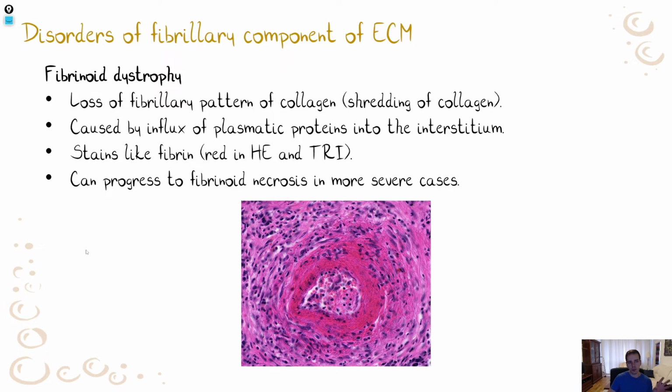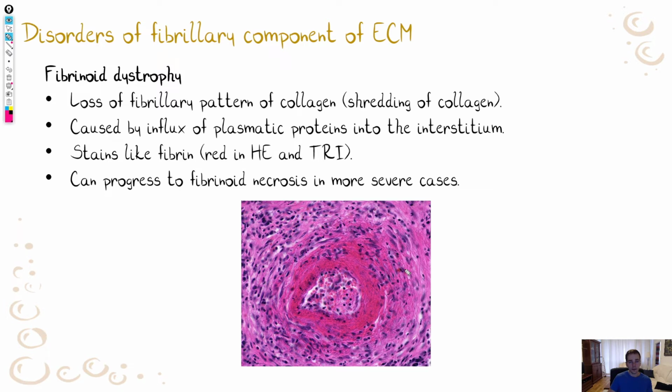Opposite change is fibrinoid dystrophy. Fibrinoid dystrophy means loss of fibrillary pattern of collagen. It's basically a shredding of collagen, and usually it's caused by influx of plasmatic proteins into the interstitium. Very often it comes as a part of immunopathologic reaction, and if the fibrinoid dystrophy is severe enough, it can progress to fibrinoid necrosis in more severe cases. And fibrinoid necrosis, you know it very well from our previous lectures, and you know it often comes as a part of vasculitis, of immune-mediated inflammation of a vessel wall.